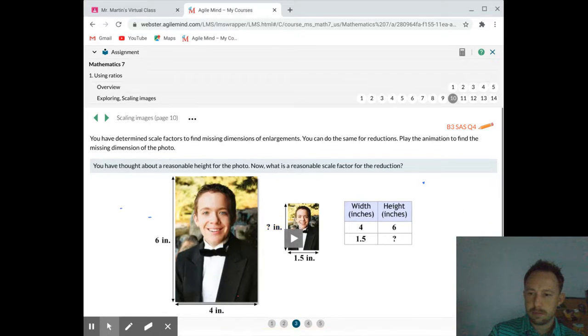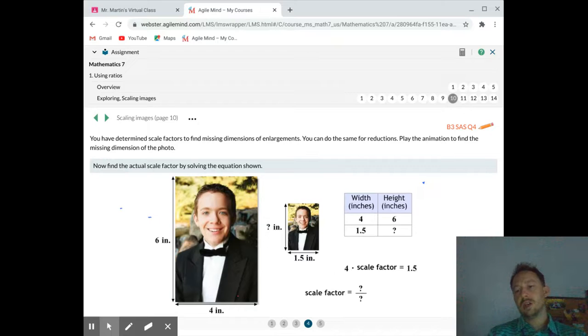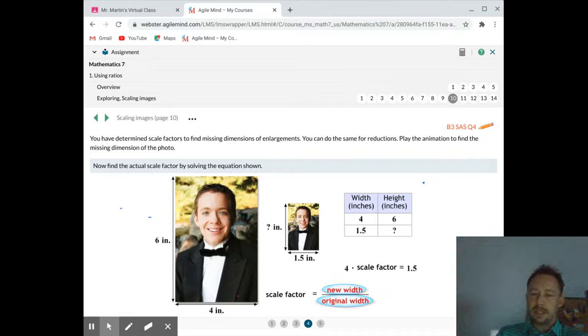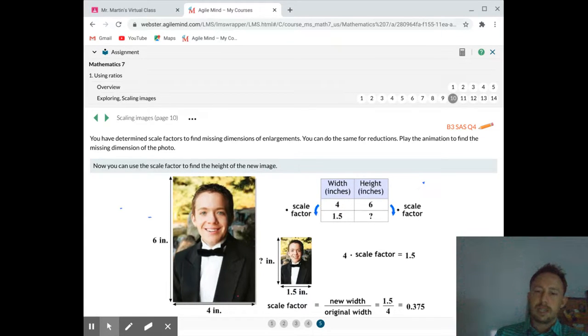All right, so let's check it. All right, it says our scale factor is 1.5. And so we found that by doing, or no, we're trying to find the scale factor. It's not 1.5. We're doing 4 divided by 1.5, and that's going to give us our scale factor. All right, so when we do that, what are we going to get? How do we say that number? 375 what? Hundreds or thousands? Thousands. Good job.